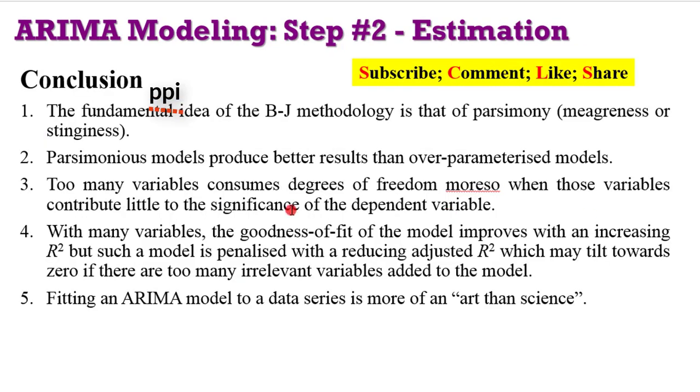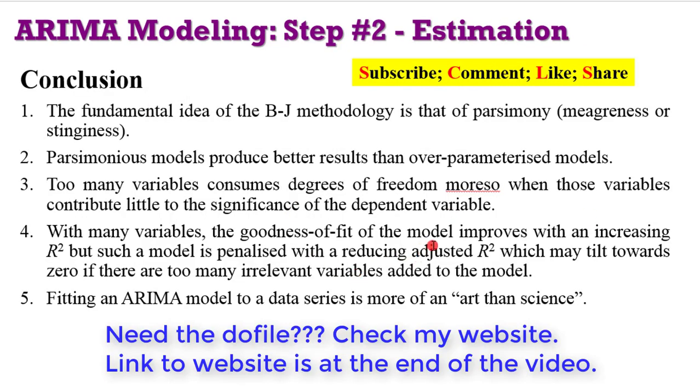If you have too many variables, the goodness of fit of the model, yes, it will improve with an increasing R squared, but such a model is penalized with a reducing adjusted R squared, which if care is not taken, may tilt towards zero. And if there are too many irrelevant variables in the model, you may even end up having a negative adjusted R squared.